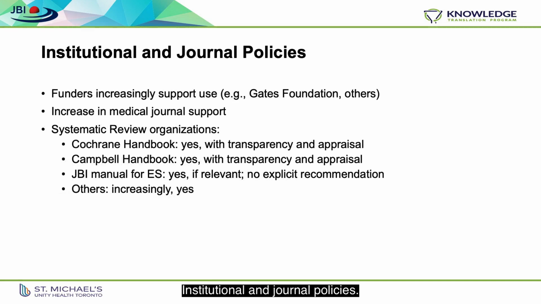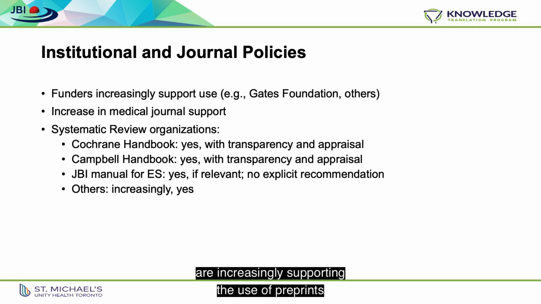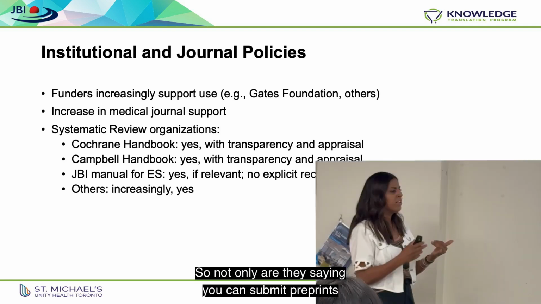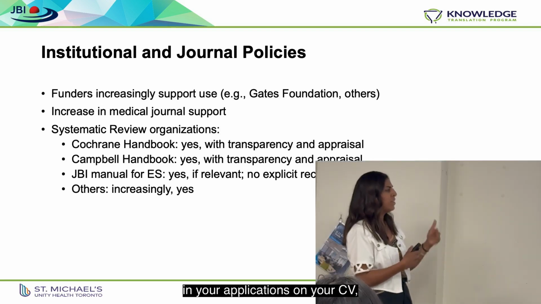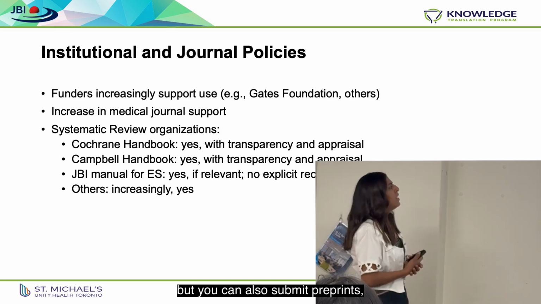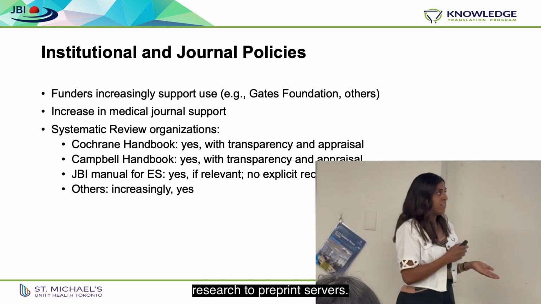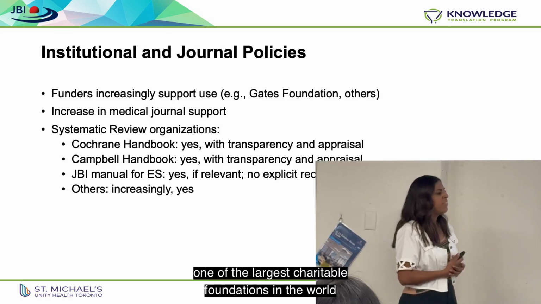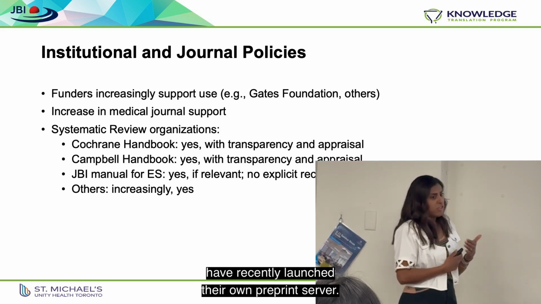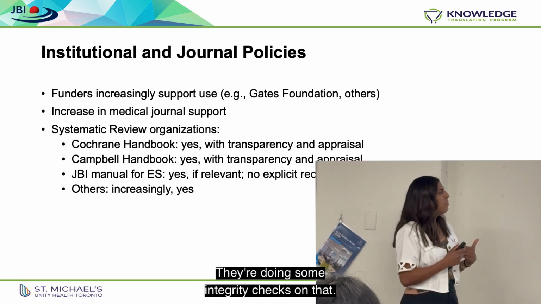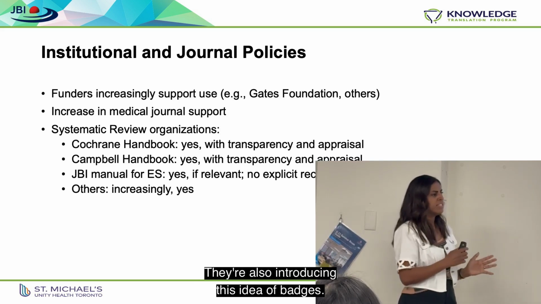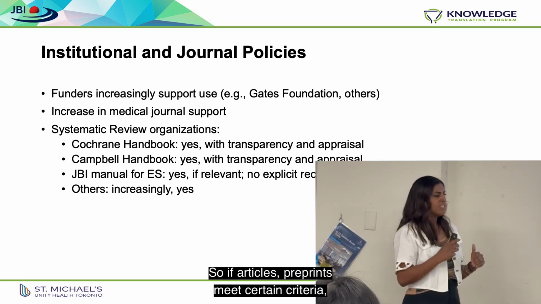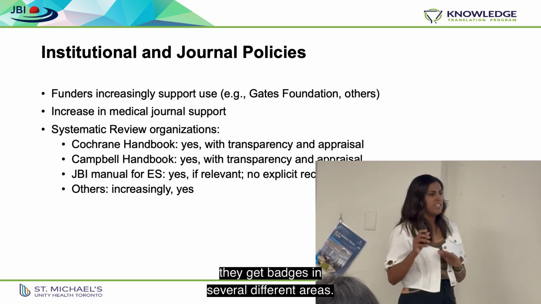Institutional and journal policies, and I think this should also say funders, because funders are increasingly supporting the use of preprints, and they're increasingly recommending preprints. So not only are they saying you can submit preprints in your applications and on your CV, but you can also submit research to preprint servers. The Gates Foundation, one of the largest charitable foundations in the world, have recently launched their own preprint server. They're doing some integrity checks on that. They're also introducing this idea of badges. So if articles, preprints meet certain criteria, they get badges in several different areas.